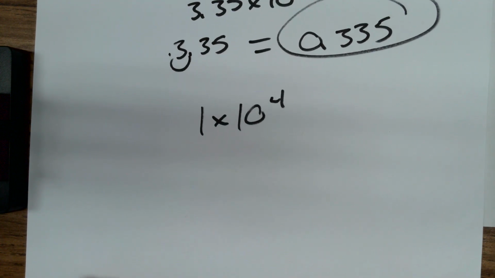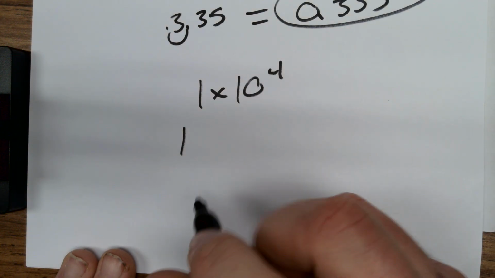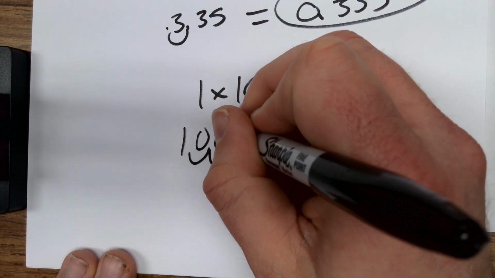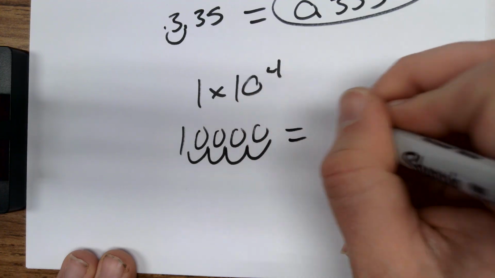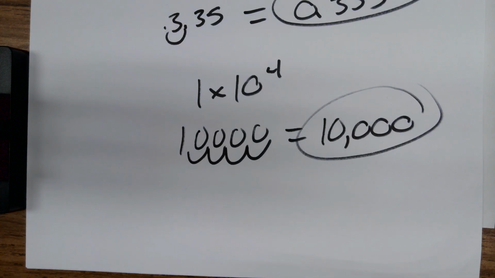All right. 1 times 10 to the 4 power. Let's write down my 1. Is my decimal place going to the left or to the right? It's going to the right. How many times is it going to the right? 4 times, right? 1, 2, 3, 4. That's all it is, ladies and gentlemen.